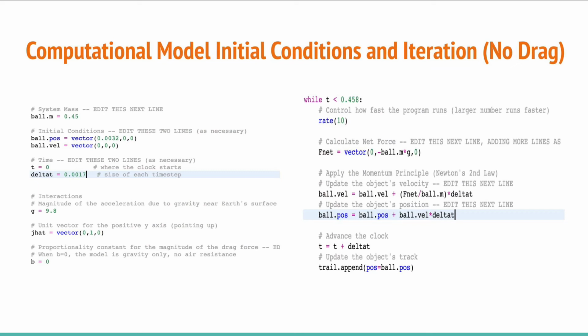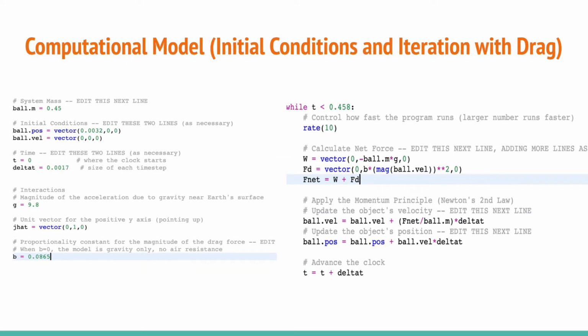This is a snippet of my code for the computational model with no drag force. We can see there is no drag force because our proportionality constant is equal to 0 in my code. The initial conditions are the initial conditions I got from the track graph. In my iterative loop, I included Newton's second law in the form of the velocity update formula and the position update formula, as we can see in my GlowScript code. The iterations are around 1/55th of a second, and the while loop runs until it reaches 0.458 seconds.